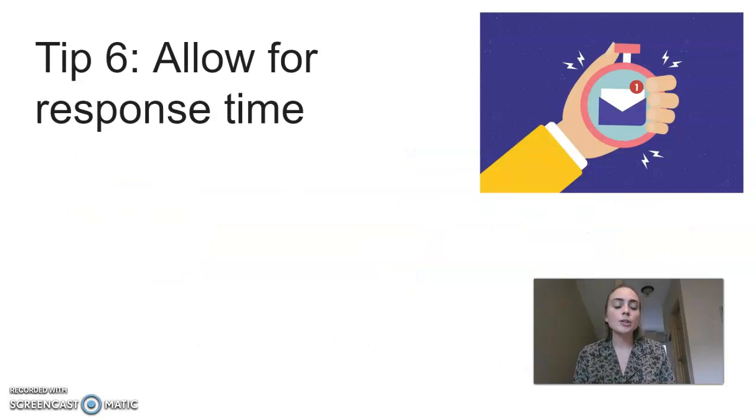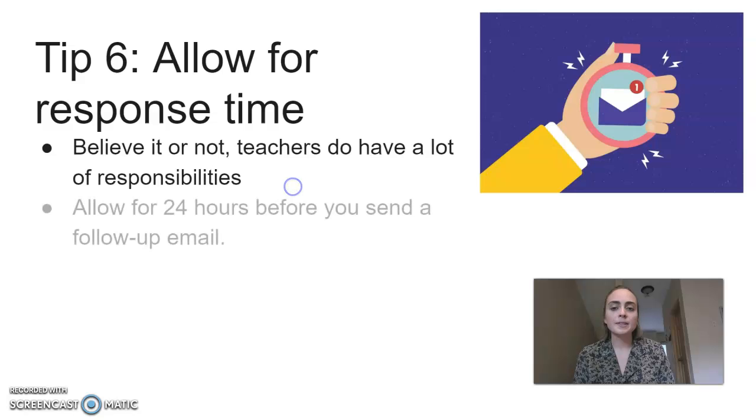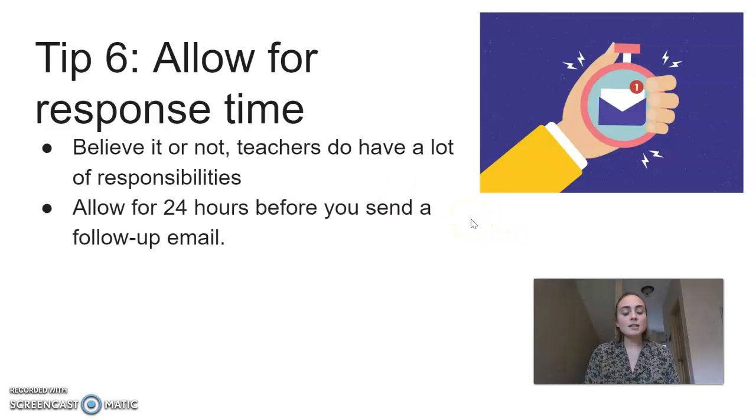Tip number 6 is make sure you allow for response time. So teachers have a lot of responsibilities. We try and respond to your emails as quickly as we can, but we have other things going on in our lives as well. And so make sure you just allow for 24 hours or a full day before you send a follow-up email. If it's been over a day and you haven't gotten an email back, then it's okay to send another email and say, hey, just checking, did you see my email? I'm still confused and I need some help. So that is totally fine.